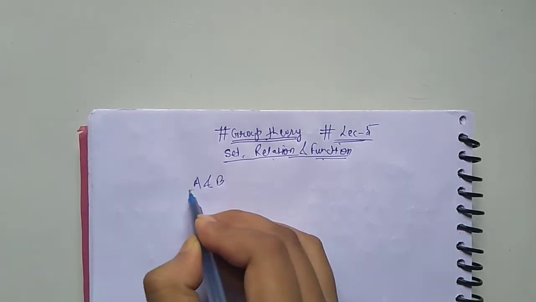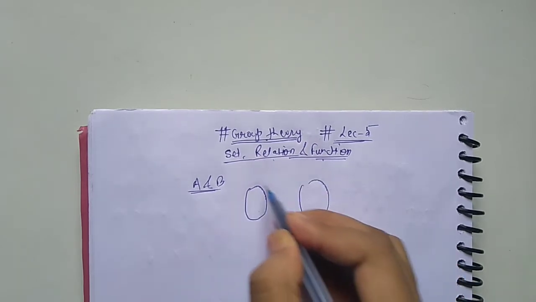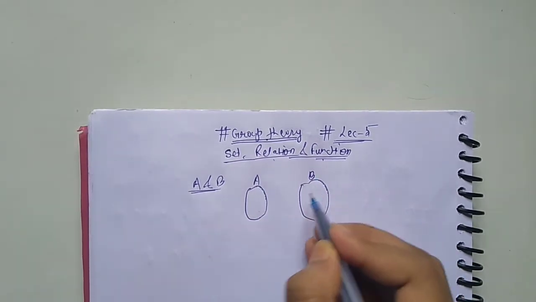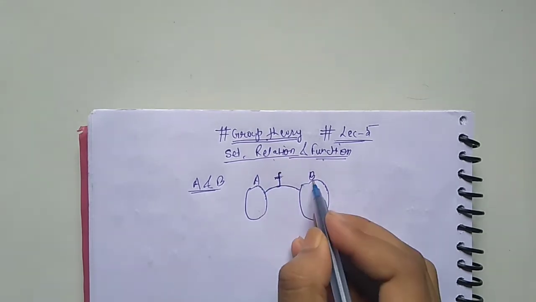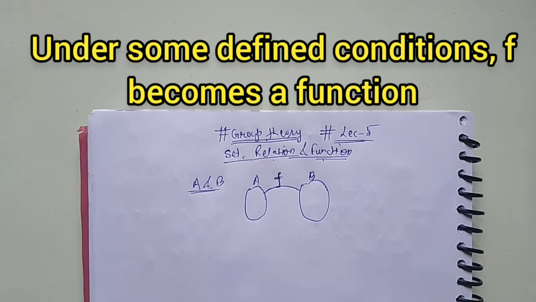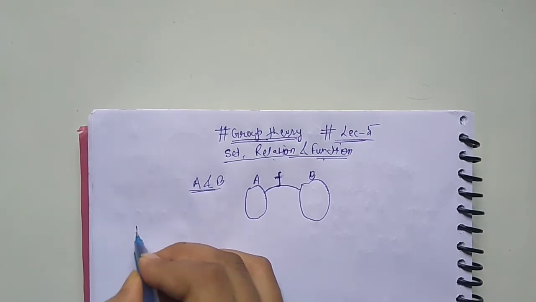Let A and B be two sets. If we represent set A by this symbol and set B by this symbol, then there is a map from A to B. Now we will see the two definitions of function. The definition number 1.